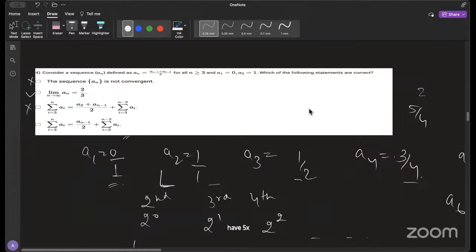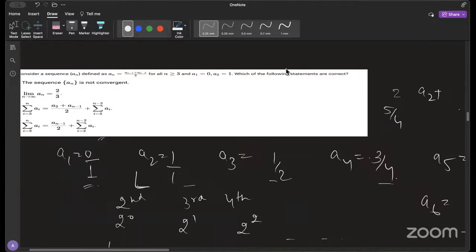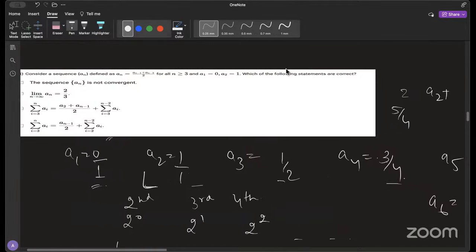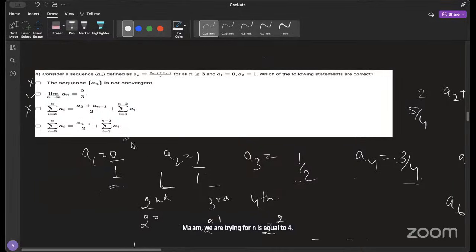You have 5 by 4, and on the other side you have A2 plus the sum of AN minus 1 from 3 to n minus 2. N minus 2, you can't use that here because if you take n equals to 4, you will end up with 2. You can't take from 3 to 2. Let's take n equals 5. Ma'am, we are trying for n equal to 4.